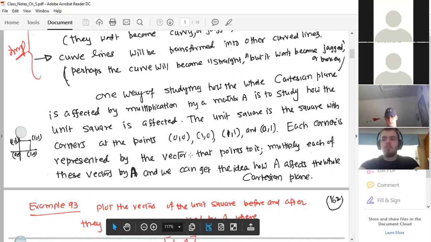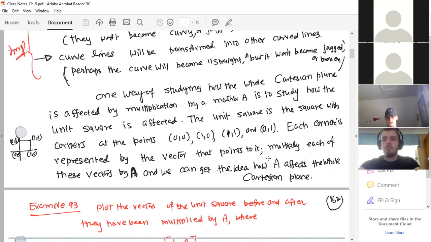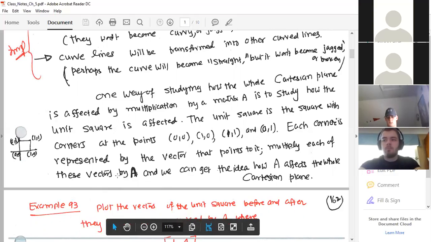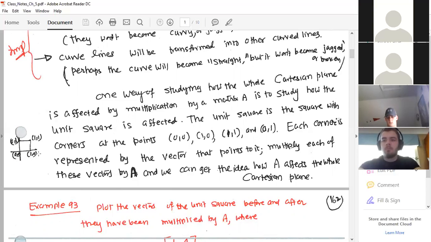Each corner is represented by the vector that points to it. Multiply each of these vectors by A. So each of these vectors, this vector 0, 0, and 1, 0, and so on, all these four vectors are multiplied by our matrix A. And we can get the idea of how A affects the whole Cartesian plane.